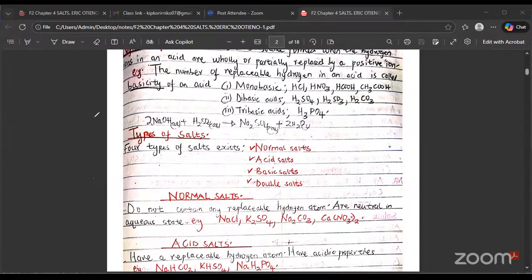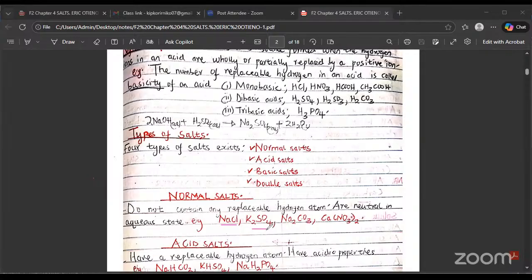So sodium chloride. Sodium chloride is number 1. This one is sodium chloride. This one is potassium sulfate. It is very important for you to understand how this one comes to be.